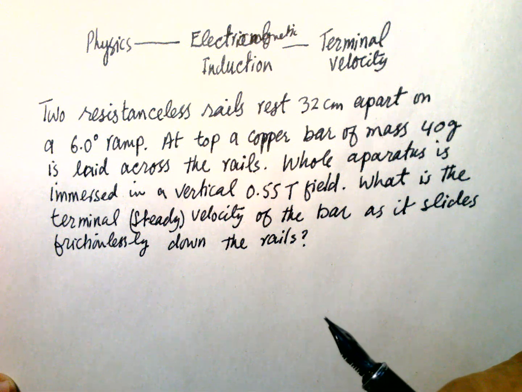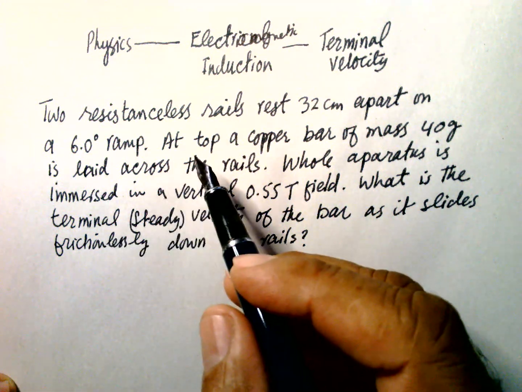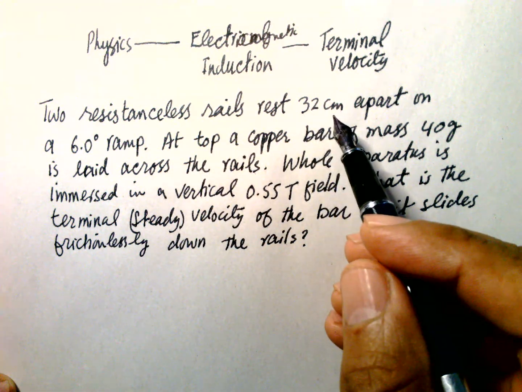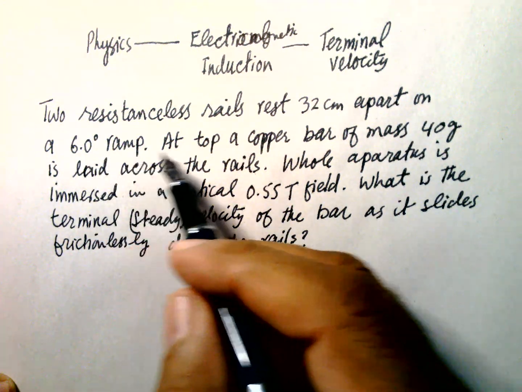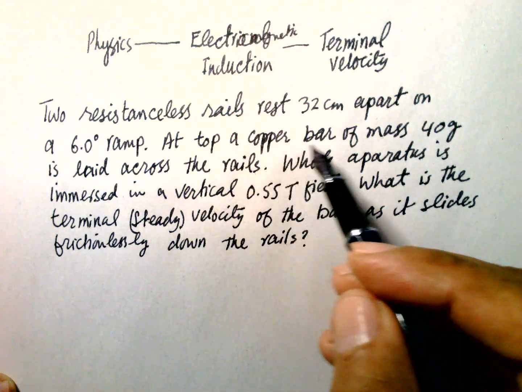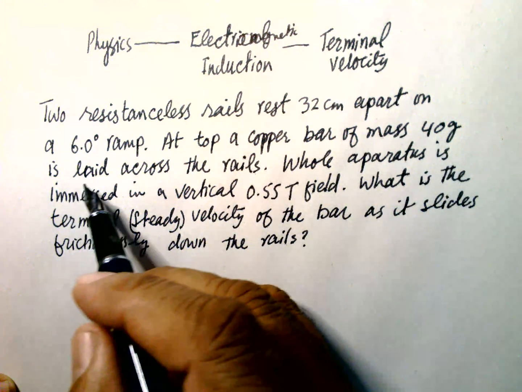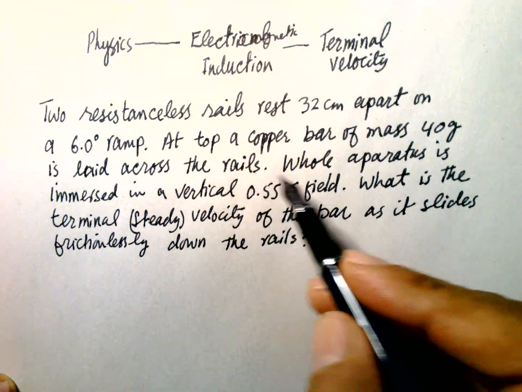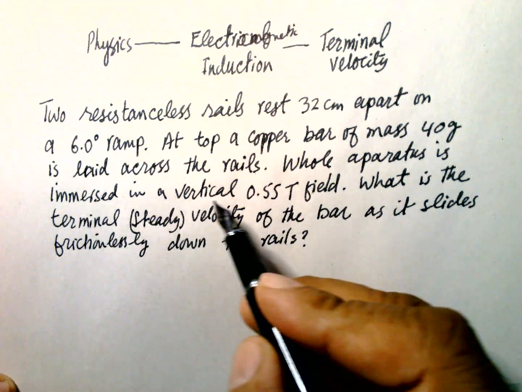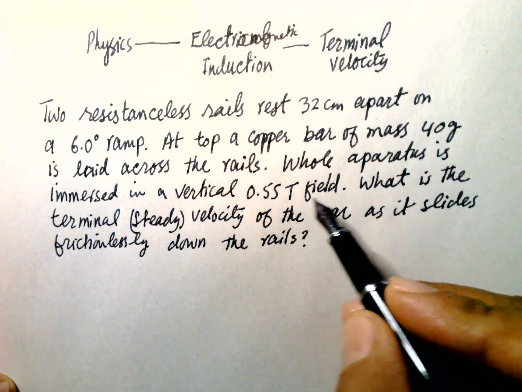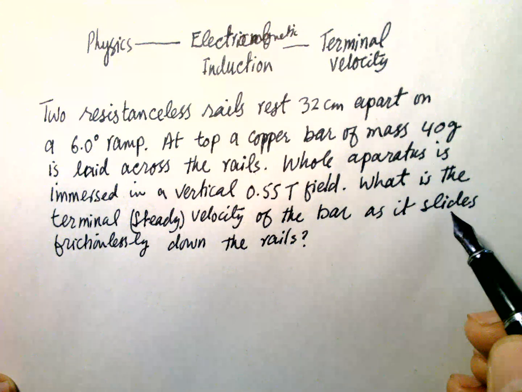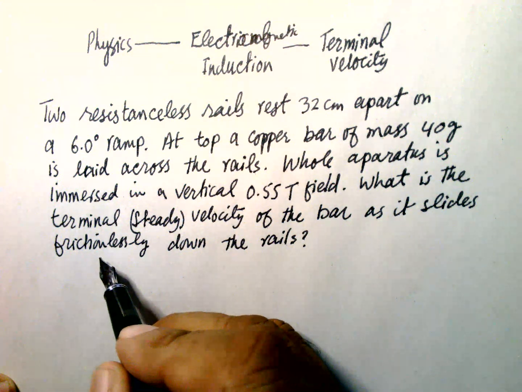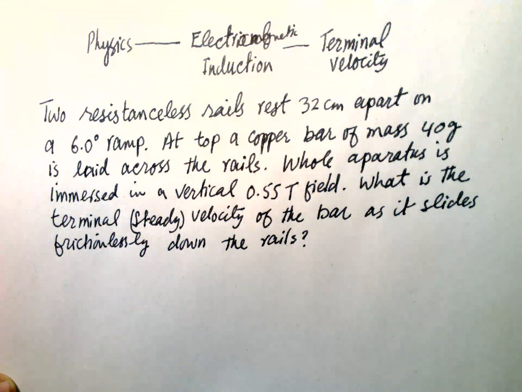Hello, physics, electromagnetic induction, terminal velocity. The problem is: two resistance-less rails rest 30 centimeters apart on a 6-degree ramp. At the top, a copper bar of mass 40 gram is laid across the rails. The whole apparatus is immersed in a vertical 0.55 Tesla field. What is the terminal steady velocity of the bar as it slides frictionlessly down the rail?